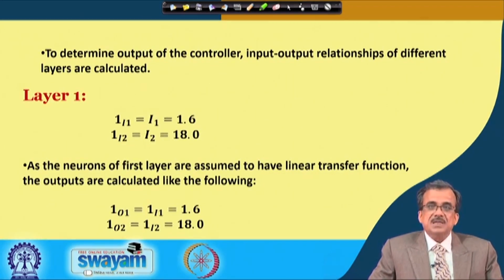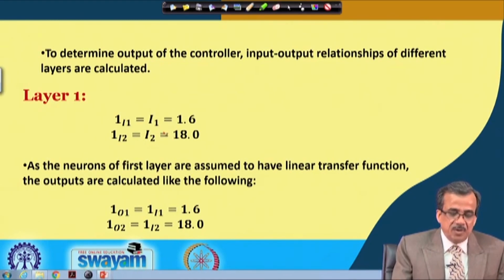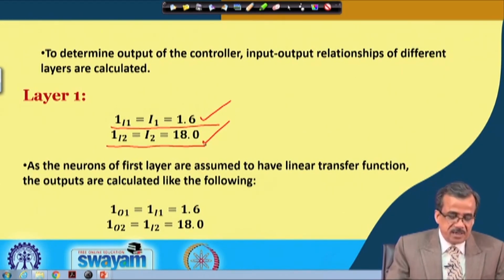Now, whatever I discussed a little bit, we have written it here. So, let us try to see. You can see that on layer 1 we consider the linear transfer function. The inputs were I1 is 1.6 and I2 is 18.0. So, 1I1 is nothing but I1, which is 1.6, and 1I2 is nothing but I2, which is 18.0. As we consider the linear transfer function on the first layer, output is equal to input. So, 1O1 is nothing but 1I1, which is 1.6, and 1O2 is equal to 1I2, which is nothing but 18.0.